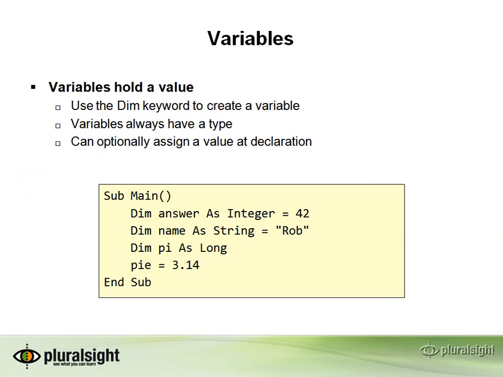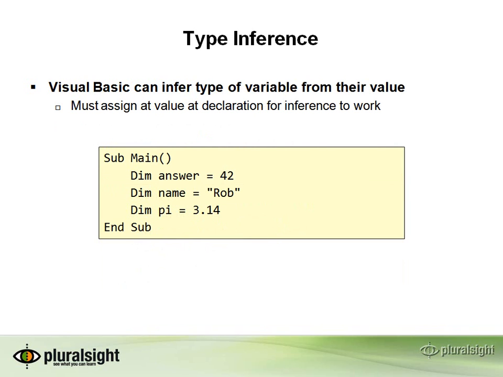All right, so let's review. We talked about variables. Variables are an identifier that's associated with a value, and that value is of a specific type. We use the Dim keyword to create a variable, and we can optionally assign an initial value to the variable at declaration time. We saw that Visual Basic can infer the data types for us as long as we do provide an initial value for the variable at declaration time.